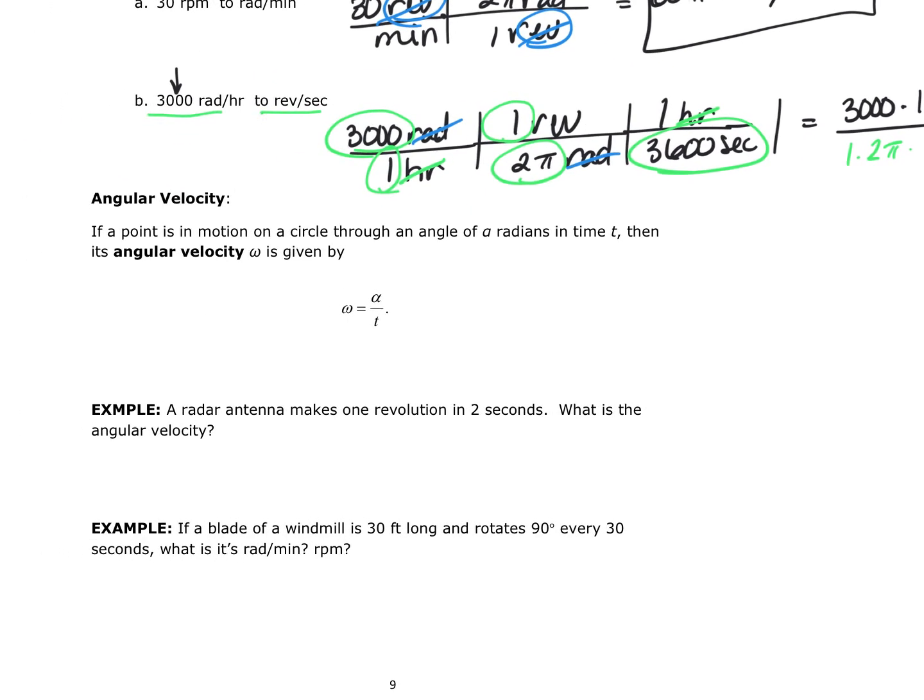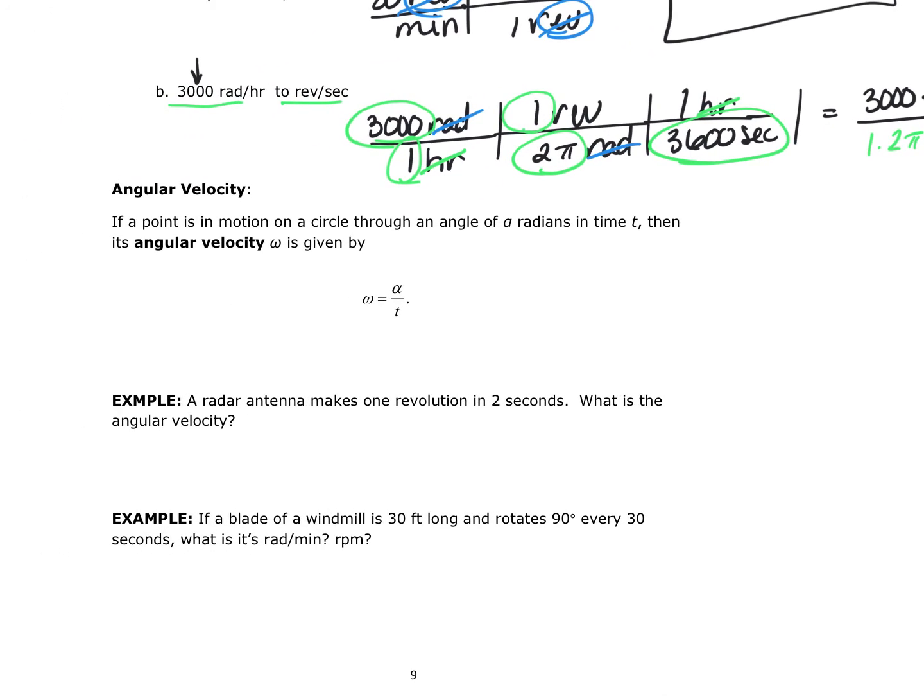Okay, now, angular velocity. Angular velocity is how fast you rotate, which is your angle alpha in radians, divided by some time unit. That is angular velocity, or omega. This is an omega, it looks like a W. It is an omega, and that's it.